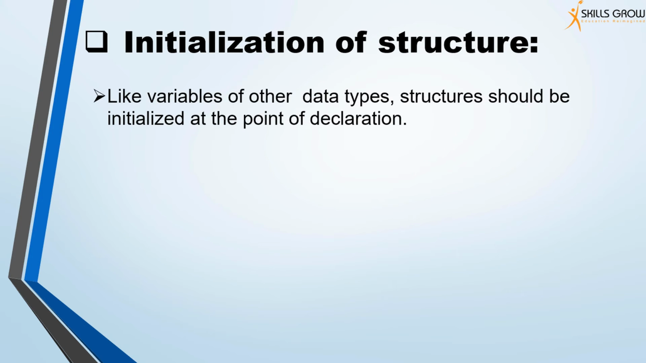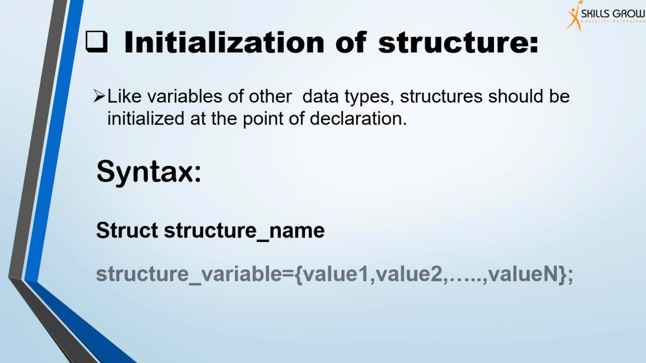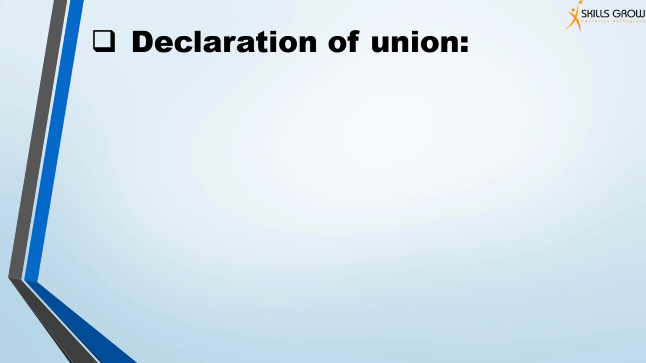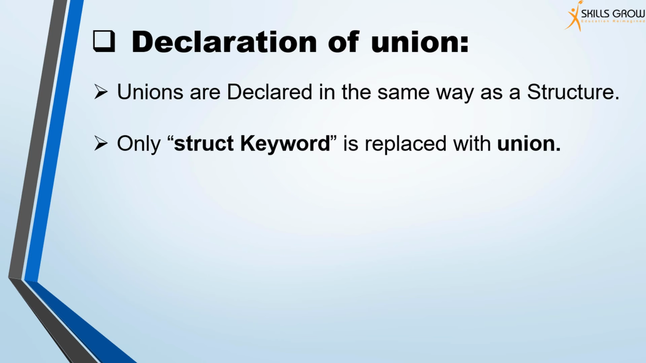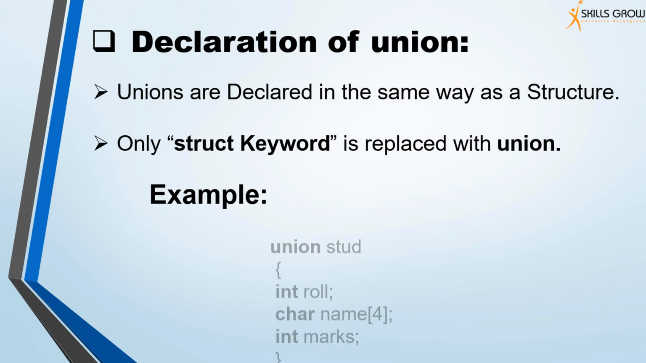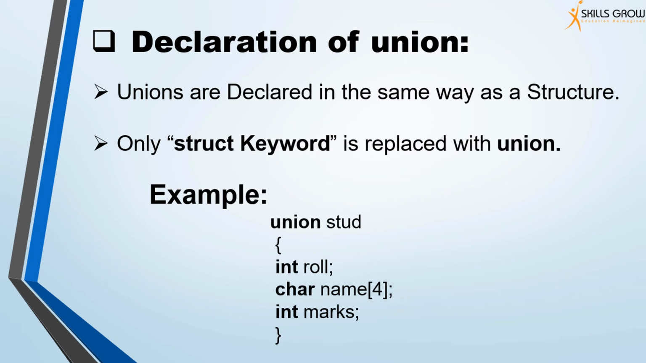Initialization of structure. Like variables of any other data types, a structure should be initialized at the point of declaration. Here is the syntax for initialization of structure. Declaration of union. Unions are declared in the same way as a structure, but the struct keyword is replaced with union. Here is an example program for declaring union.